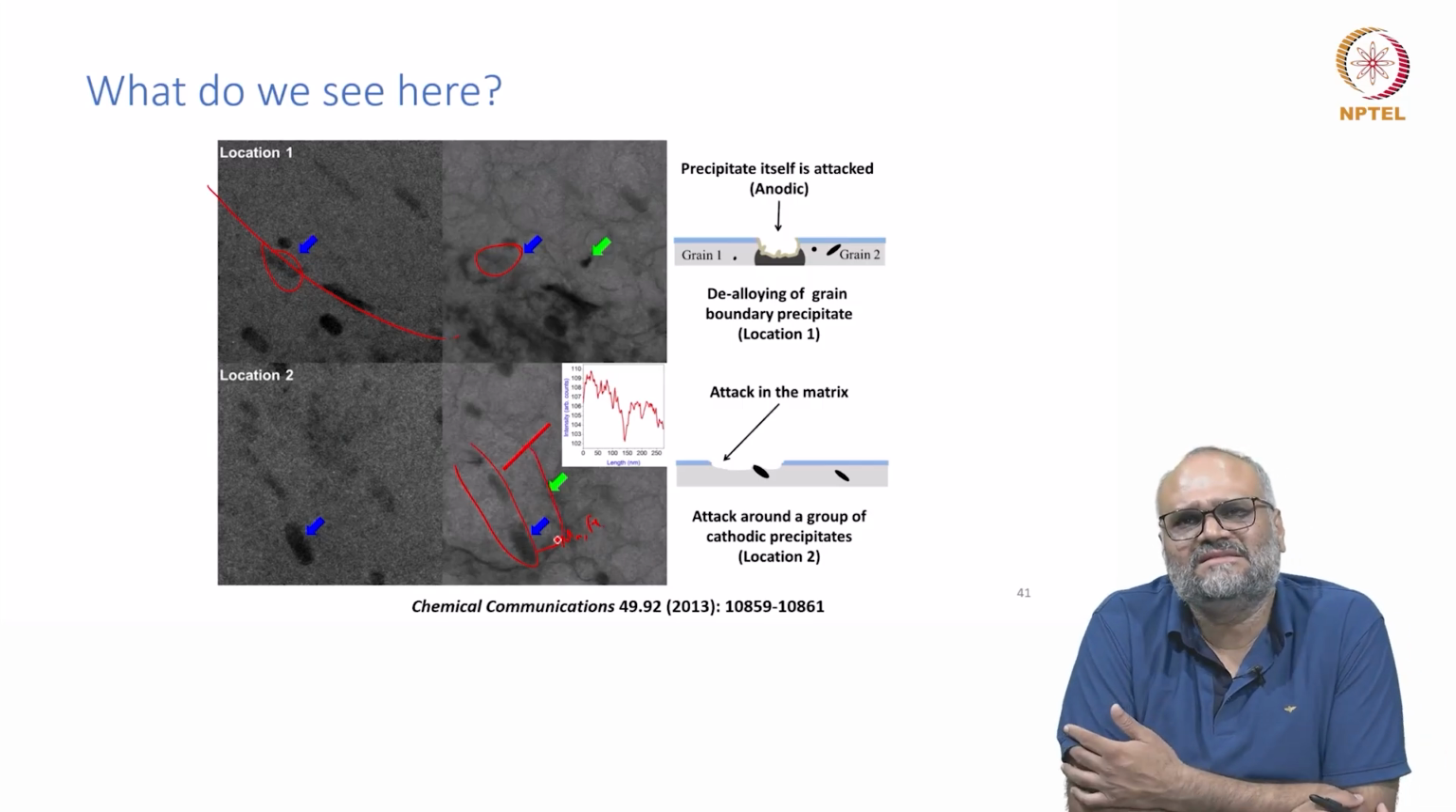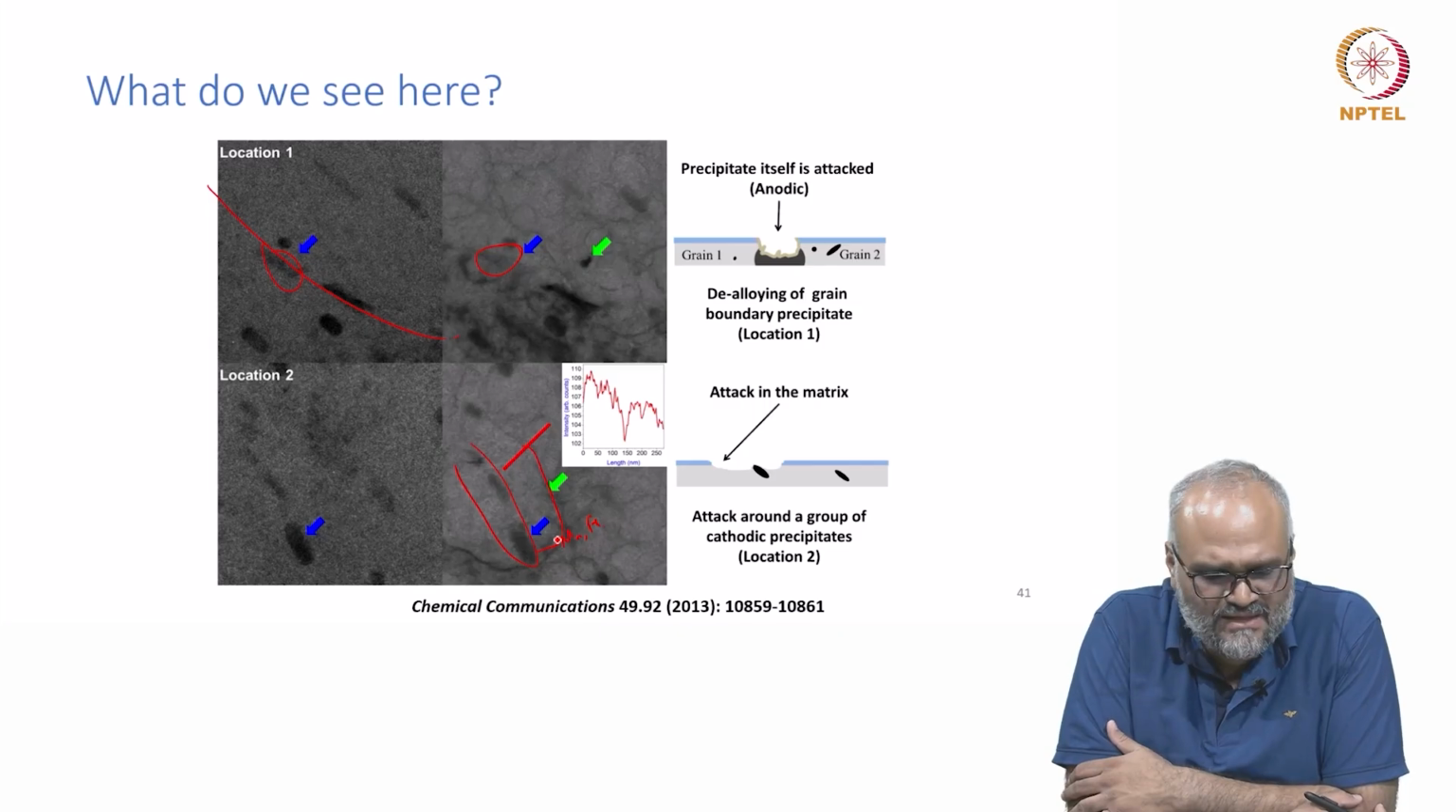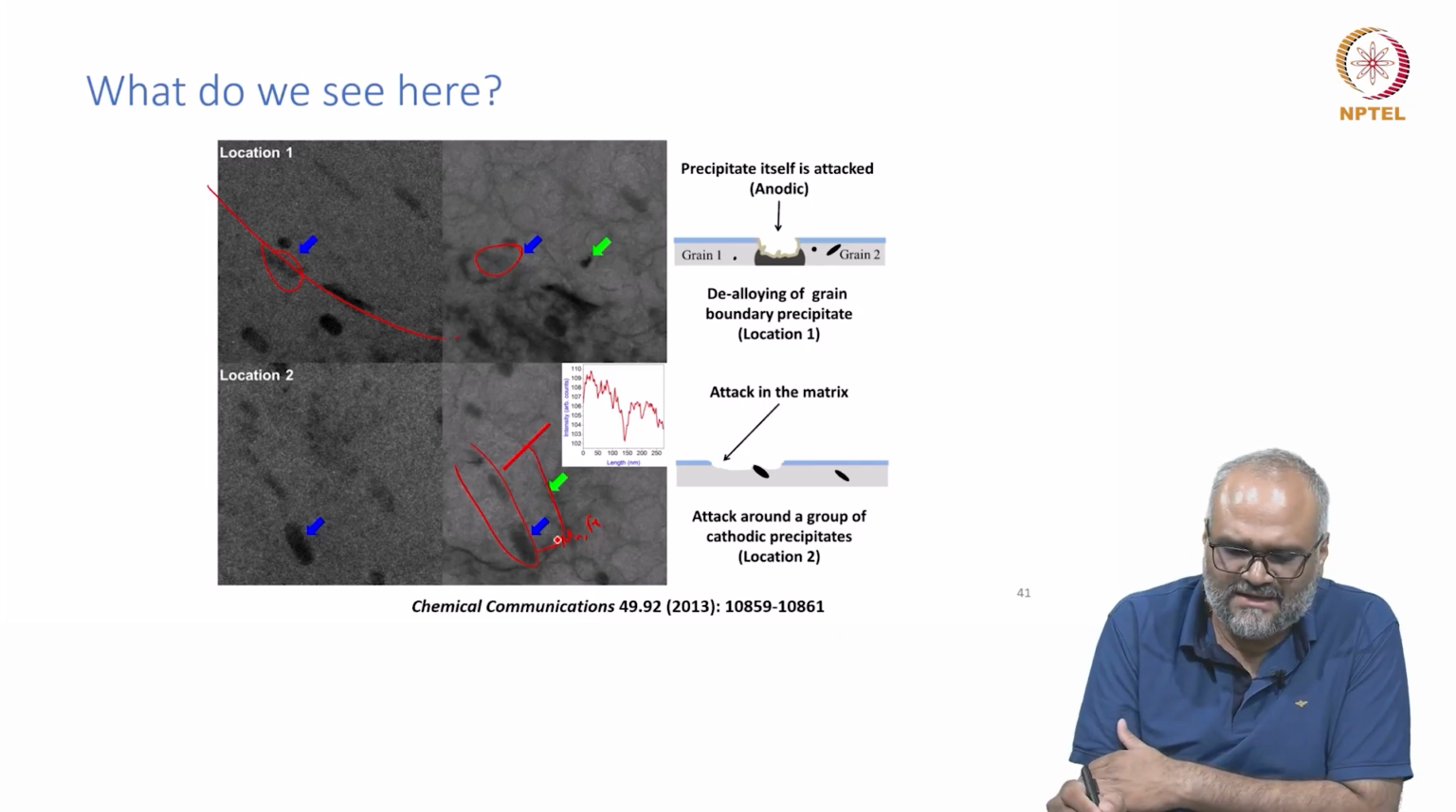So this is actually a kind of a mechanism which is known for the people working with corrosion. This is called de-alloying at a grain boundary precipitate.